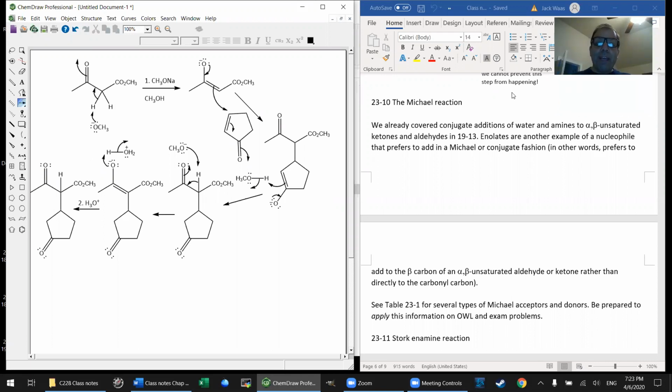Okay, we covered conjugate additions back in chapter 19, and we said that there's a certain class of nucleophiles that prefers, given a choice, to add to the beta carbon of an alpha beta unsaturated carbonyl compound rather than directly to the carbonyl. Others add directly to the carbonyl. Please do review that back in chapter 19 if you need to brush up on that.